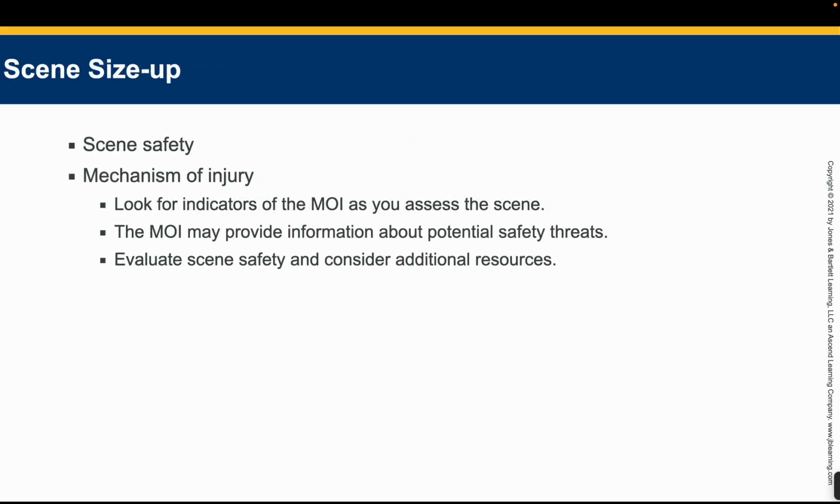Scene size up always comes first. No matter what type of call you're on, your top priority is scene safety, making sure it's safe for you, your crew, and your patient before you even make contact. And then you're thinking about mechanism of injury. As you approach, start looking for clues. What happened here? What forces were involved? What does the scene tell you about potential injuries? The MOI can also alert you to hidden dangers, both for you and your patient.